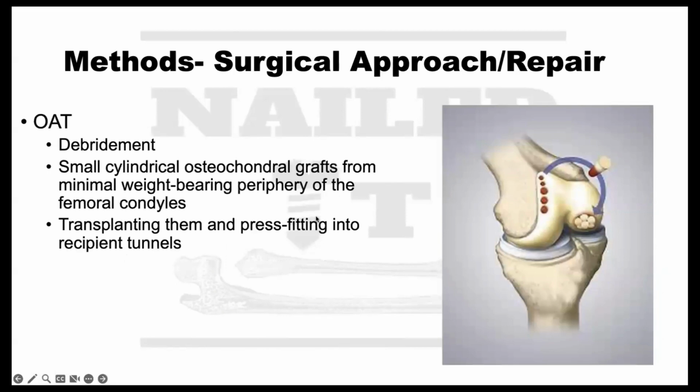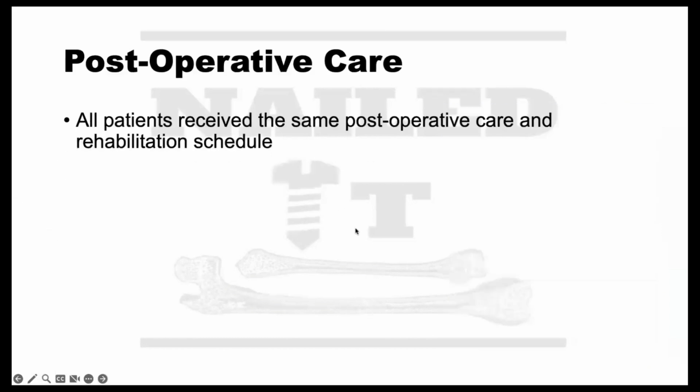For the OATS procedure, first they would do a debridement, and then they would take small cylindrical grafts from a minimally weight-bearing periphery, and then transplant them and press fit them into recipient tunnels. And just to control for other confounders, everyone received the same post-operative care and rehab schedules.